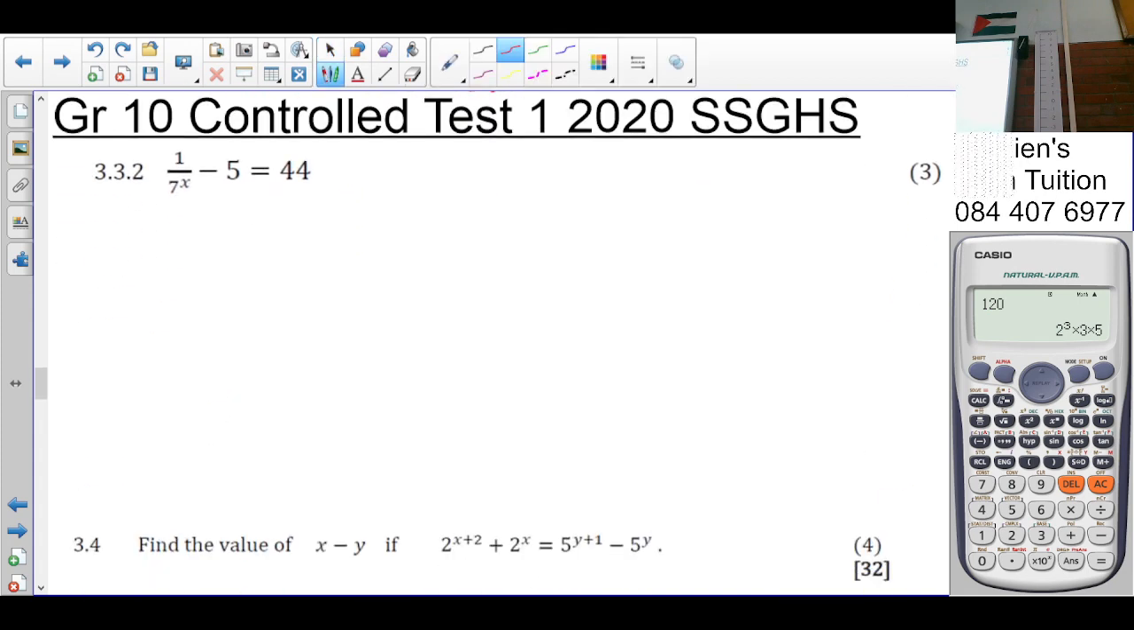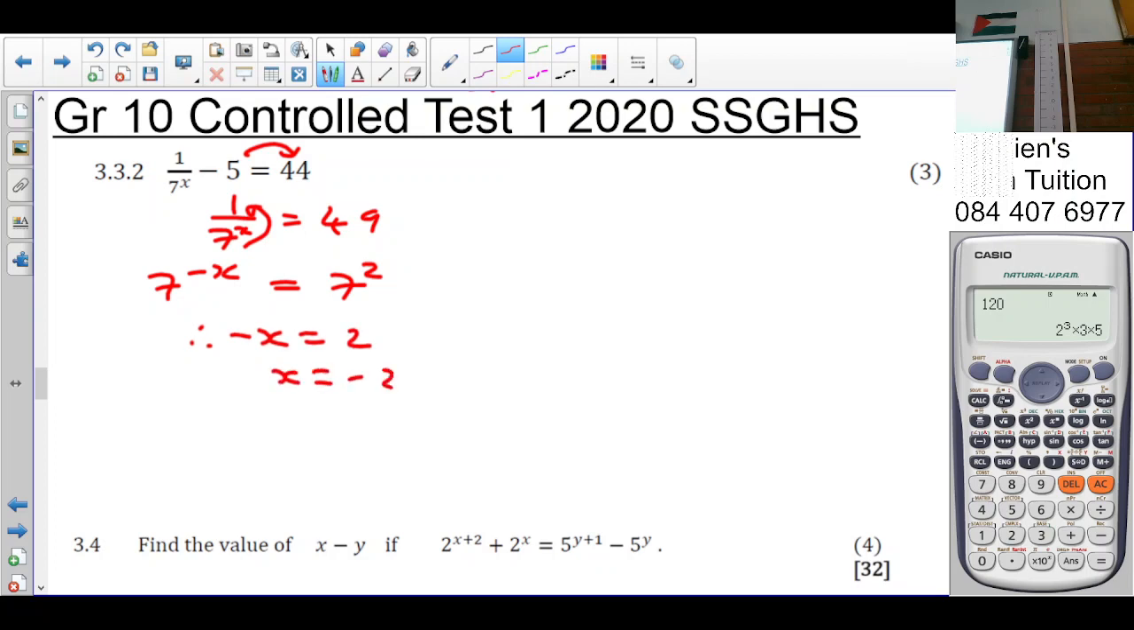We're going to take that over, it becomes 1 over 7 to the x equals, now 4 plus 5 is 49. So 49 is 7 squared, not so? I bring that up. What's going to happen? The x becomes negative. So it's 7 to the negative x. Therefore, negative x is equal to 2, so x is then equal to negative 2.